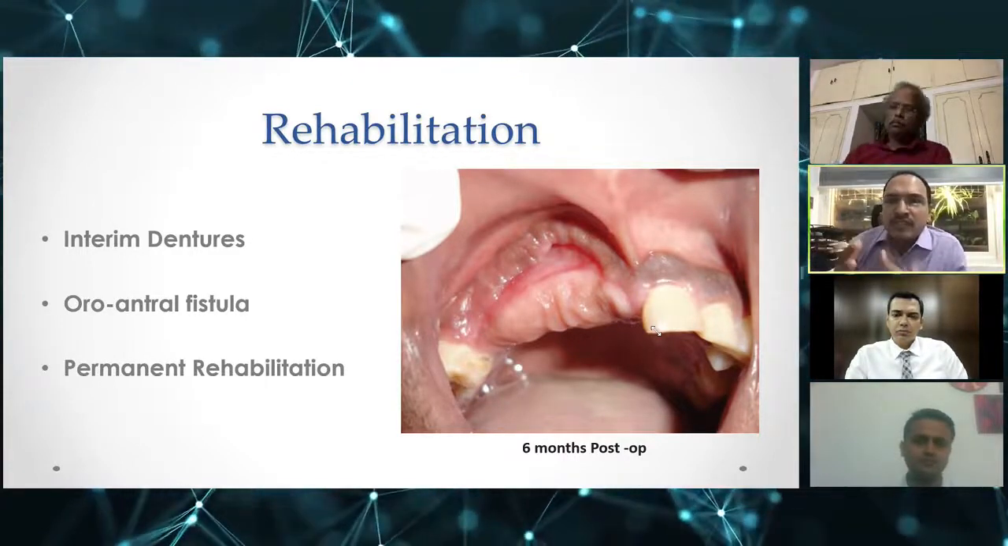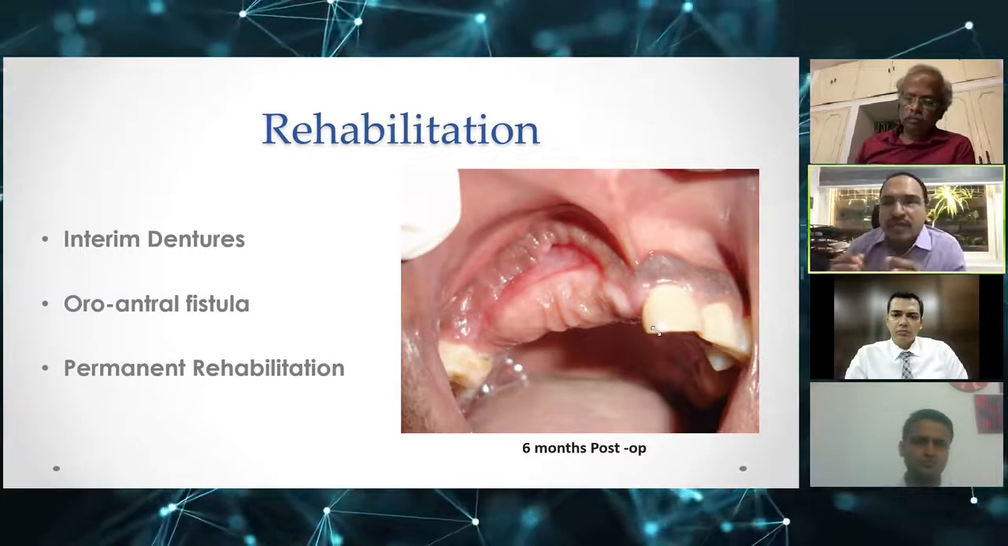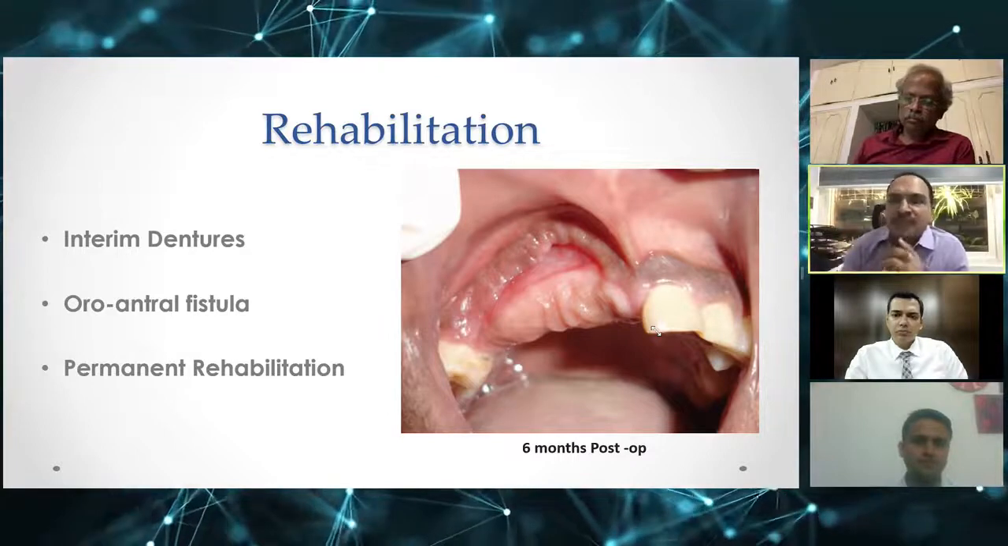But ideally, a simple oroantral fistula can be closed with a good obturator if there is partially some set of teeth left out.